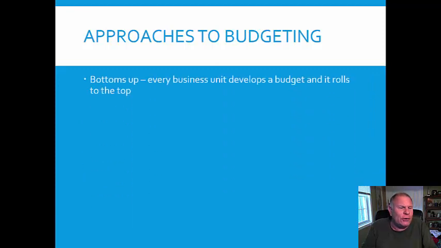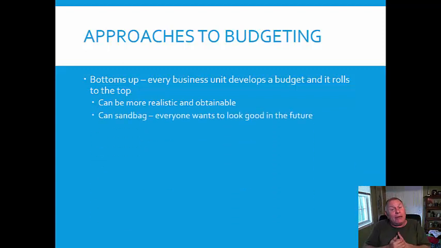There's what we can also refer to as a bottoms-up. This isn't a zero-based because you're starting at every business develops a budget, whether that be business unit, operational unit, and you roll to the top. Oftentimes, these are the most realistic and obtainable. But at the same time, you can sandbag, okay? Everybody wants to look good in the future. So if I think I can grow by 5%, honestly, I'm going to try to put my plan in at 3% so when I actually do grow by 5%, I look good, okay? So that gets into there.